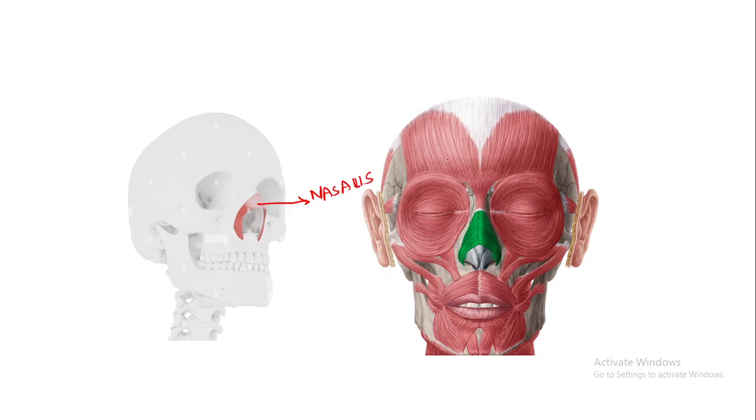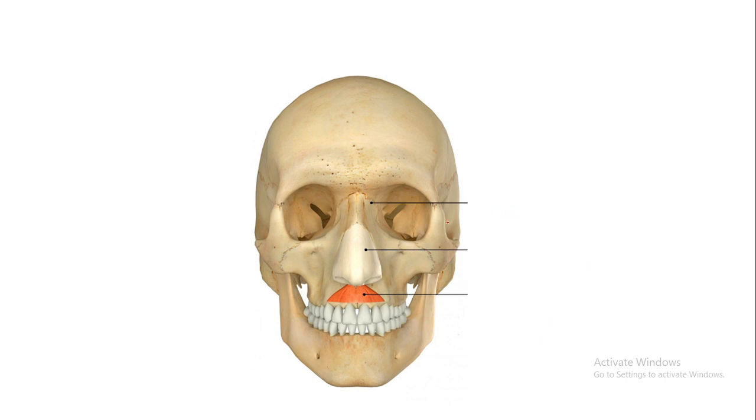So this is the nasalis muscle. This green colored muscle is the nasalis muscle. Next is the depressor septi. So this depressor septi muscle originates from the surface of maxilla below the nasal notch. So this is the muscle, and this is the nasal cartilage.